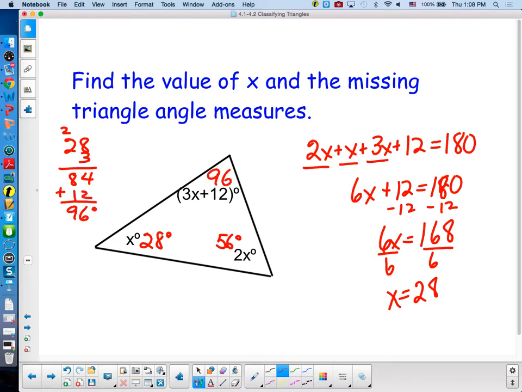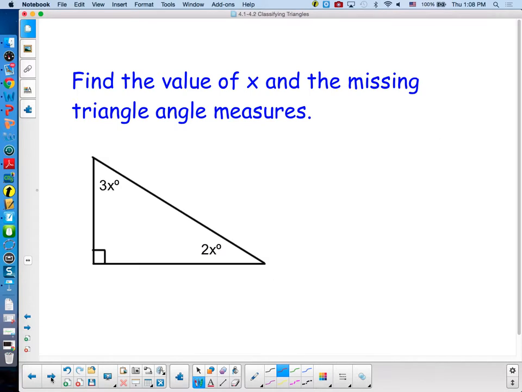And how could I check to see if that's right? 96 plus 56 plus 28. Those three angles should add up to 180 degrees. Question what we did to set it up? Hopefully the solving comes back to you. And as you saw in this last example, how will we find x and the missing angles?